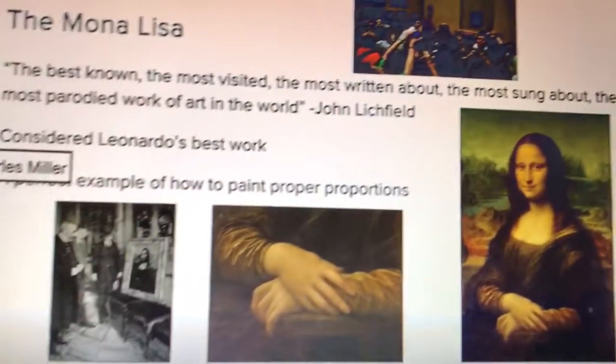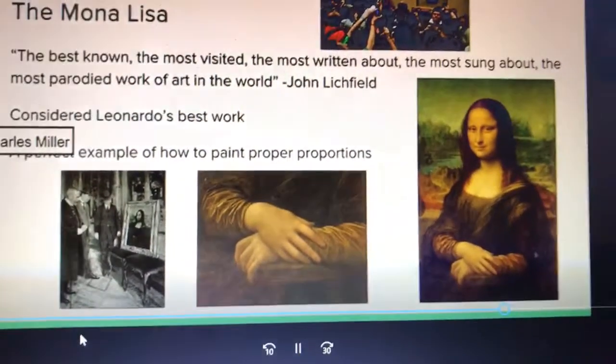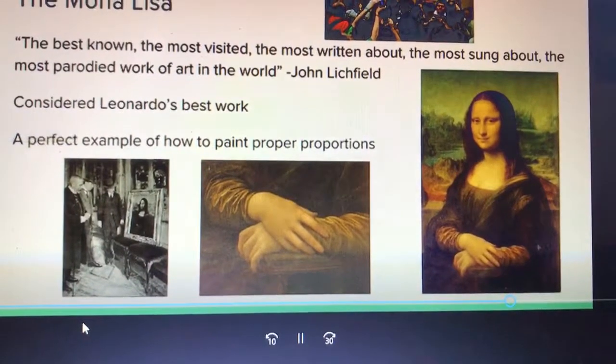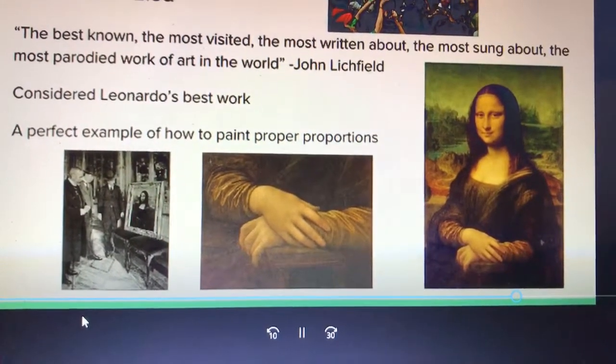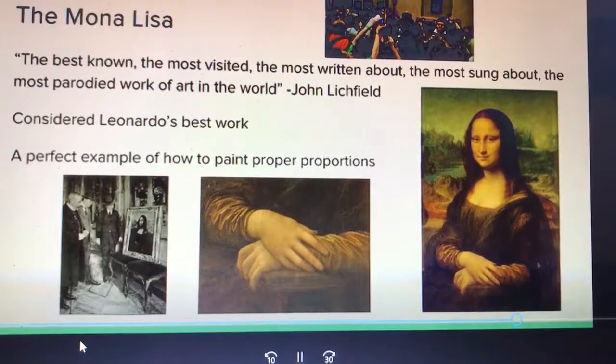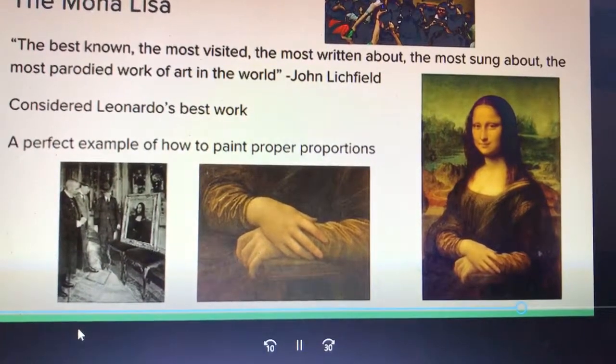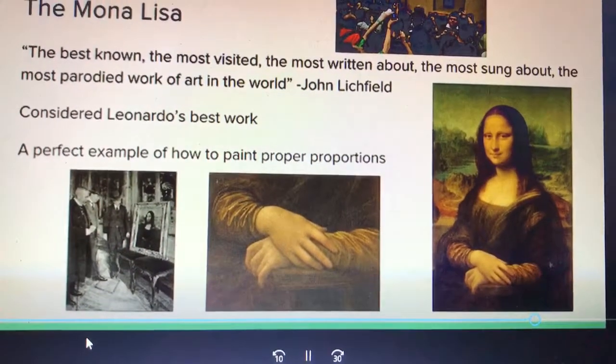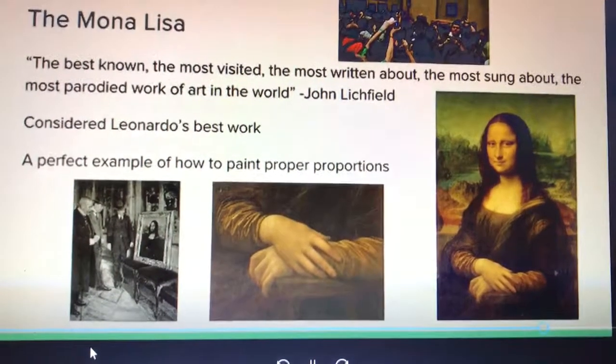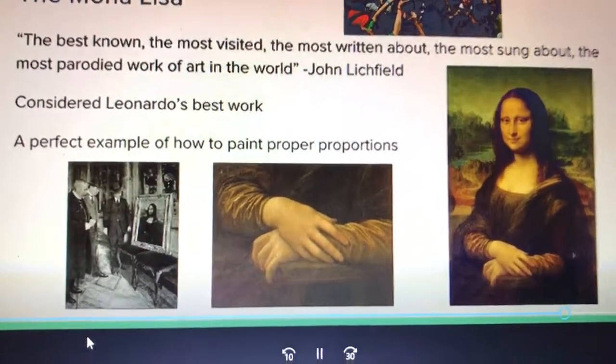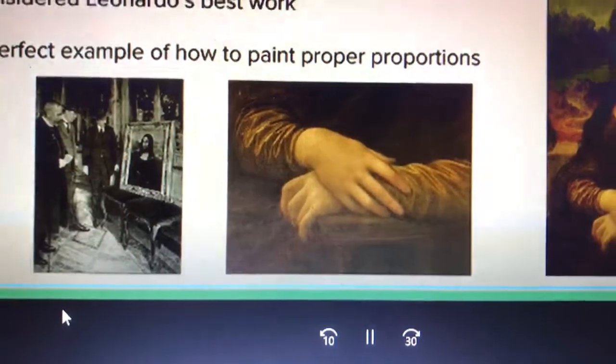Many consider this to be Leonardo's best work and a perfect example of how to paint proper proportions. Leonardo already showed that he can draw proper proportions. However, the detail that went into this piece was unlike any other before. Many reference the hands on Mona Lisa to show just the exact detail that he went through.